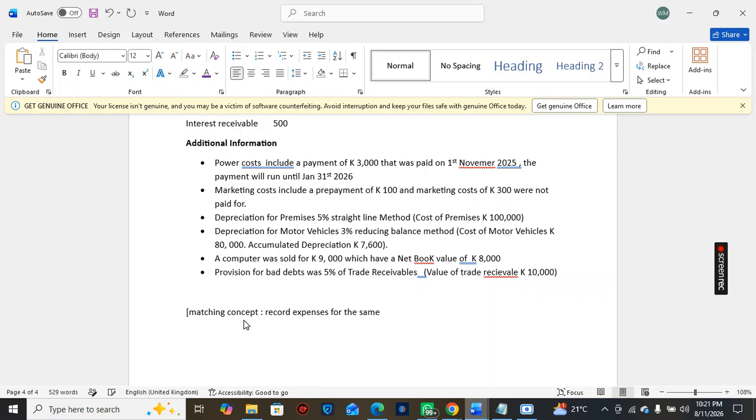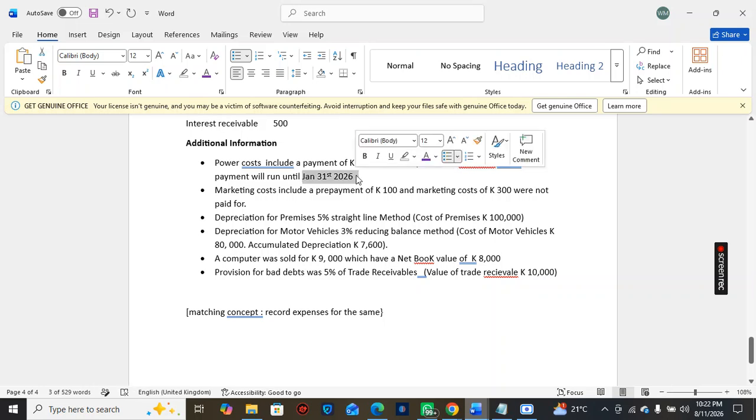Meaning expenses for 2025 cannot be taken to 2026. Revenue for 2025 cannot be taken into 2026. You need revenue for 2025 and expenses for 2025. So here, these power costs, we paid 3,000 on the 1st of November, near the year end, and this payment runs until January 31st. So according to the matching concept, we need to find out how much of the expense we incurred for 2025.